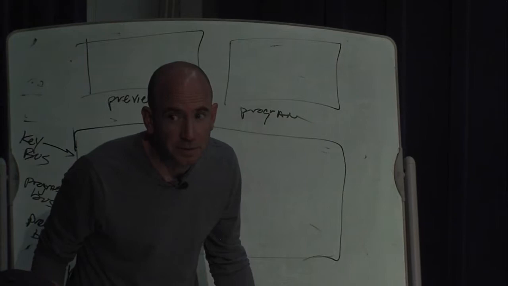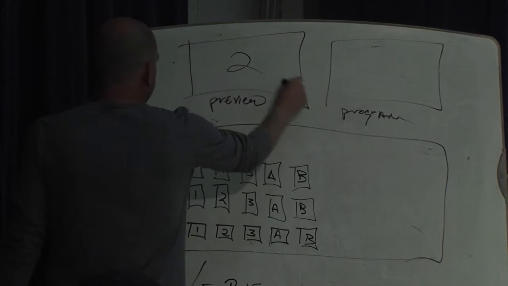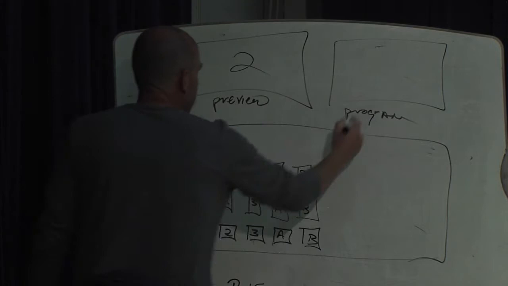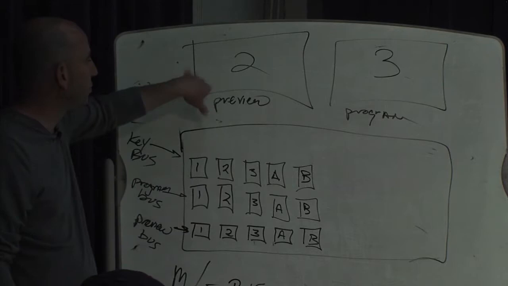So I'm gonna hit camera two in the preview bus, two is here. I'm gonna put camera three in the program bus. All right, so everybody at home's looking at three and I am previewing two. I'm previewing two. Does that make sense?